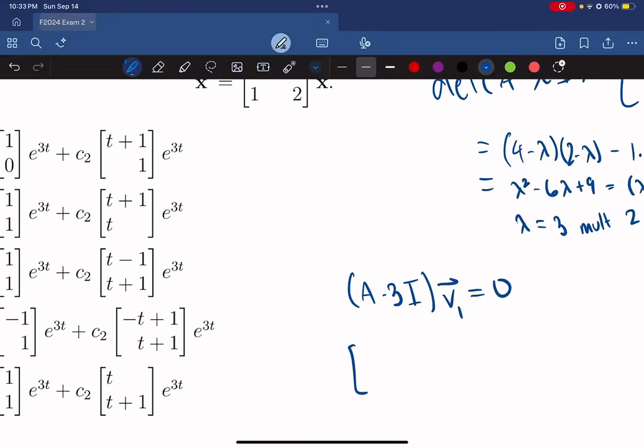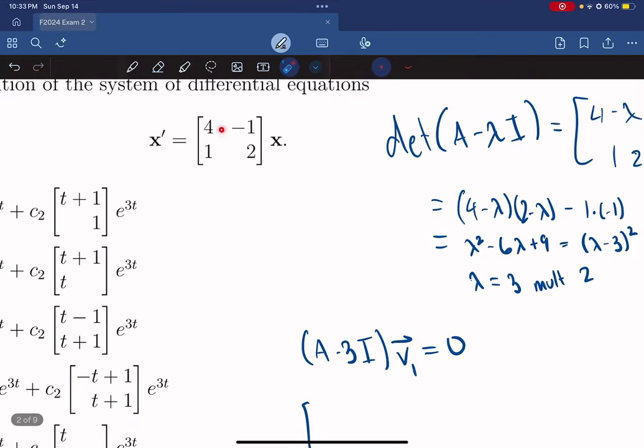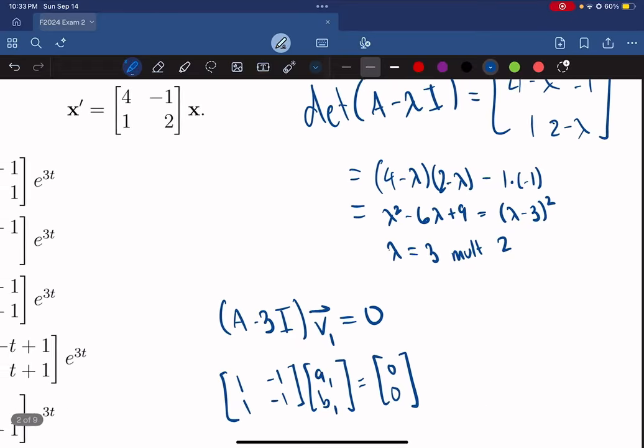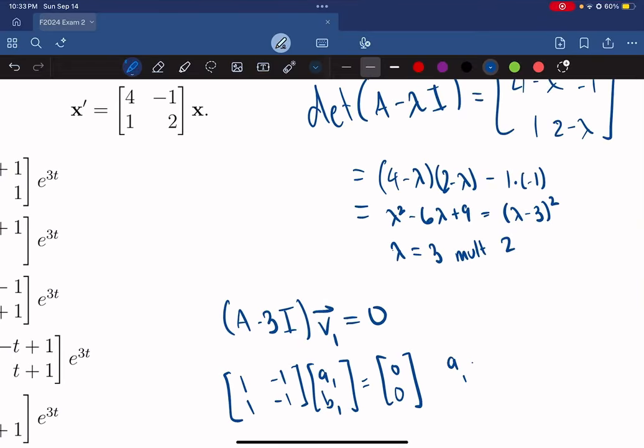So what that looks like is this. And so this is our A right here. So we're going to do A minus 3I, the identity matrix. So we're going to do 4 minus 3, which is 1, negative 1, 1, and then 2 minus 3, which is negative 1. And we can call this a1, b1, set it equal to 0. And from there we can solve easily, because we have a1 minus b1 equals 0. This is just a system of equations. We have a1 equals b1, which means for the eigenvector, we can just let them both be 1.